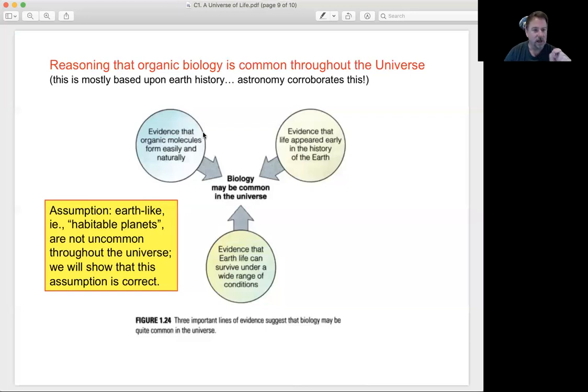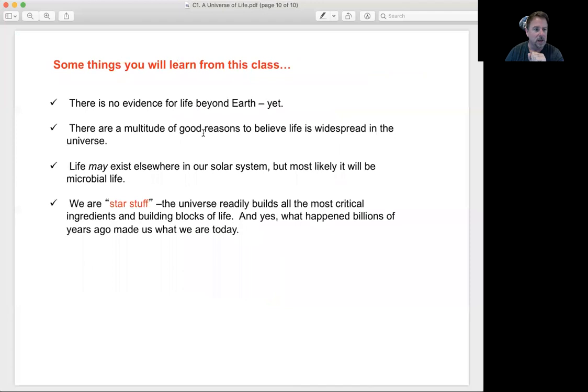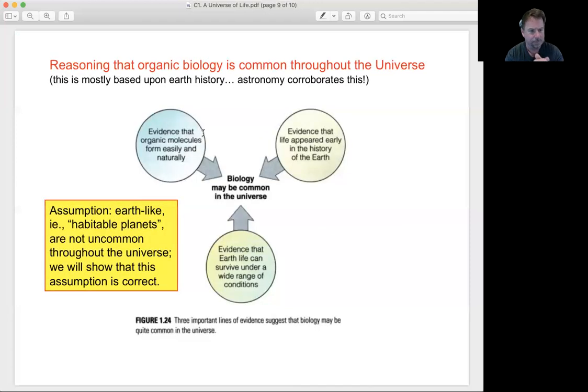So let's look at these three lines. We have evidence that organic molecules form easily and naturally. We have evidence that life appeared early in the history of Earth, and we have evidence that life can survive under a wide range of conditions. Going back to that, organic molecules are found in gas clouds. They're found in cometary debris and meteorites and the debris of formed solar systems. They are found on planetary bodies, certainly on Earth, and we're just at the point where we're finding organic molecules on Mars.